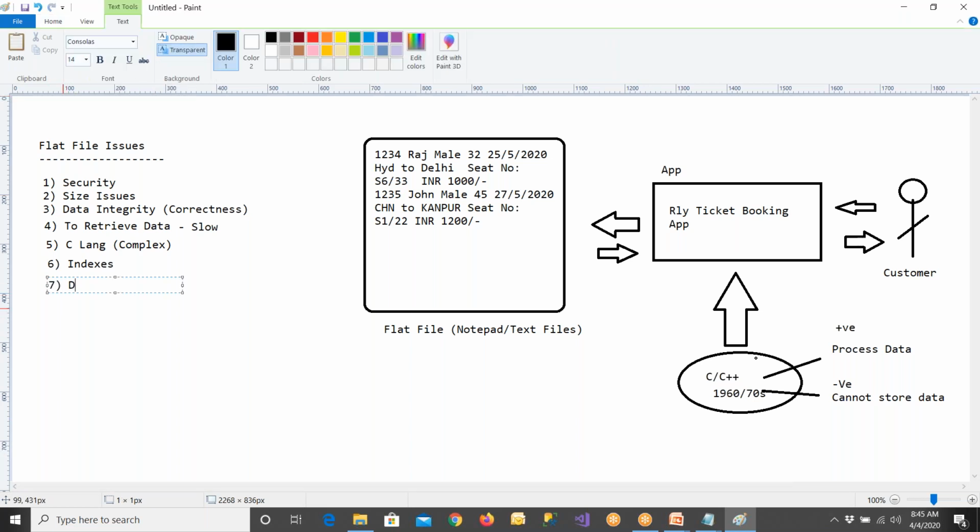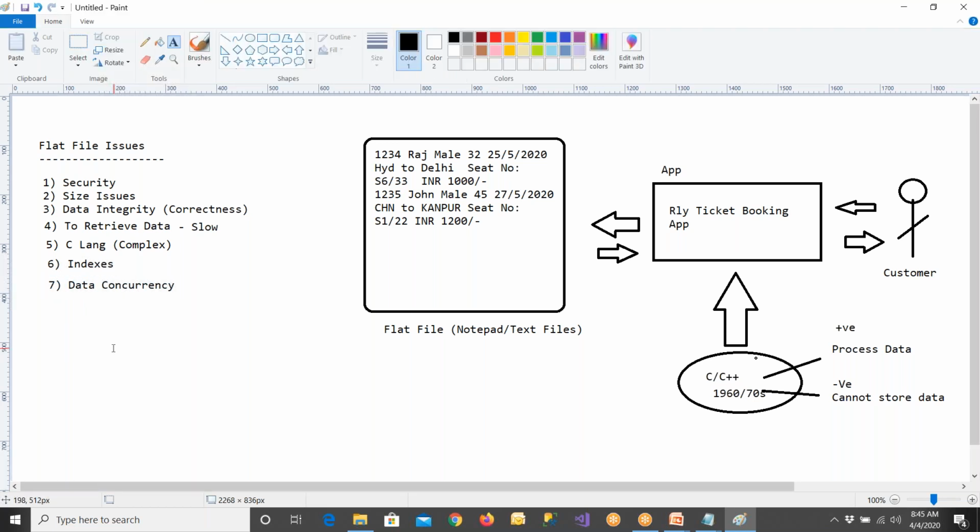Then the data concurrency issue, that is also a big issue people have faced. What do you mean by concurrency? Concurrency means the same resource is being used by multiple people at a time. For example, I have one classroom, and I want to use the classroom at 10 o'clock in the morning. One more faculty also wants to use the classroom at 10 o'clock. One more faculty also wants to use it at 10 o'clock. So there is one resource, the classroom, being used by three faculties at the same time, which will give you a lot of concurrency problems.